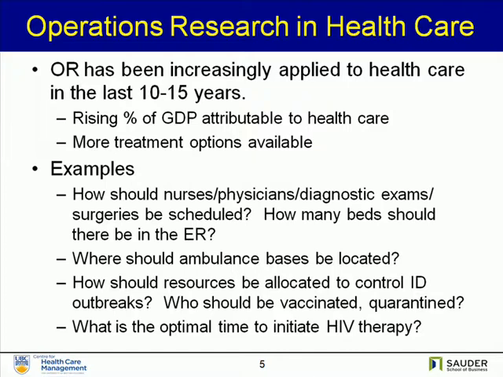So here's some examples of OR in healthcare. How should we schedule nurses, physicians, exams, and surgeries optimally? How many beds should there be in the ER? Where should ambulance bases be located to provide adequate coverage to a city? Okay. How should resources be allocated to control infectious disease outbreaks? Who should be vaccinated? Who should be quarantined? So a lot of people are doing modeling in ID outbreaks. And what is the optimal time to initiate HIV therapy? So this last question was the topic of my dissertation research.